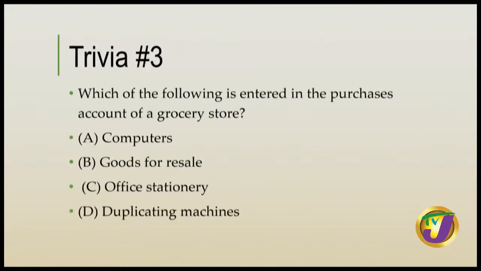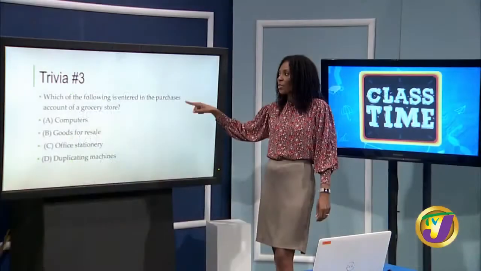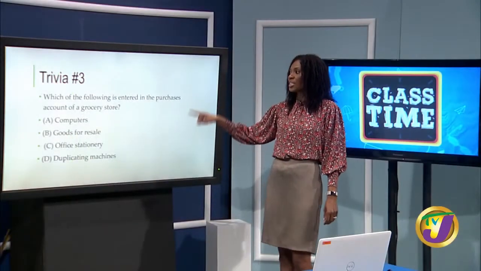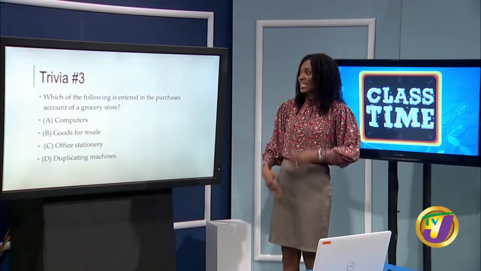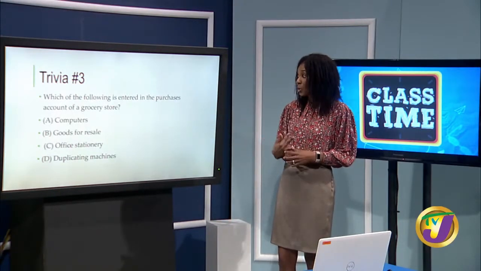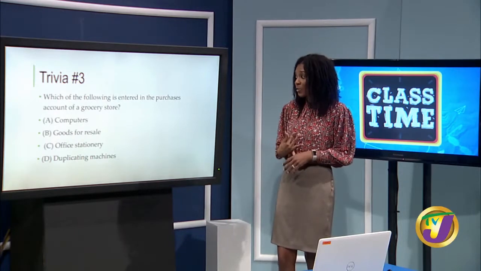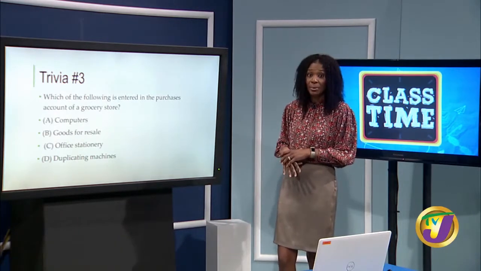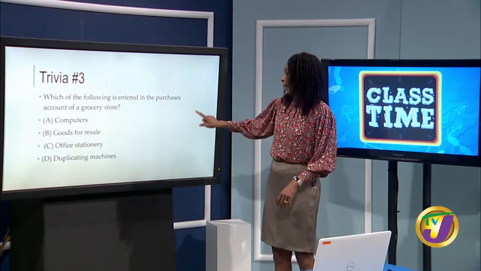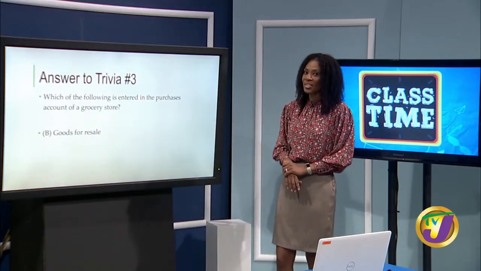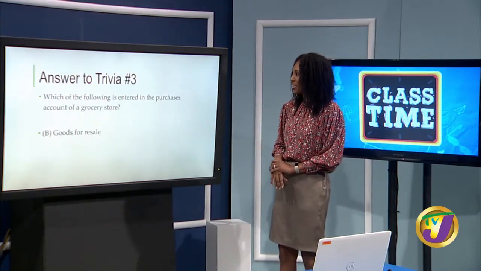I have a third trivia for you. Which of the following is entered in the purchases account of a grocery store? And I see this as a very common multiple choice question, student. So you can mark this one. Is it A, computers, B, goods for resale, C, office stationery, D, duplicating machines? Of course, the answer is goods for resale.